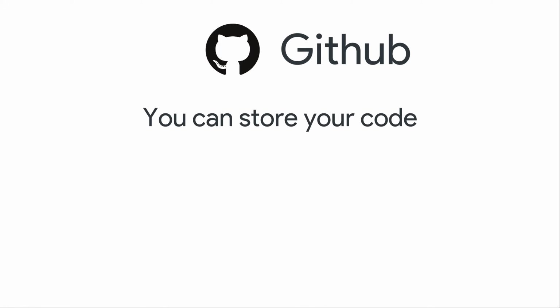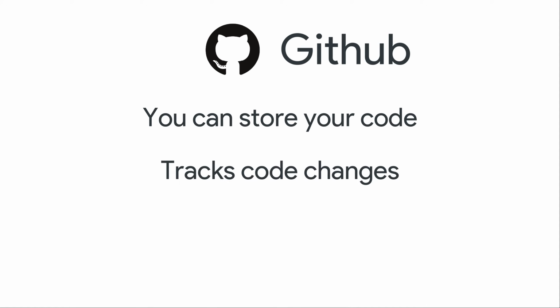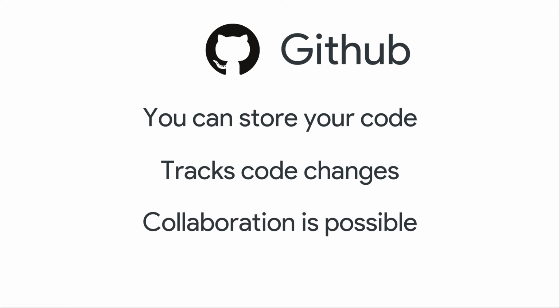Now let us understand what GitHub is. So GitHub is a code hosting platform where anyone can store their code and make it public or private. GitHub internally uses Git, so you can keep track of your code changes and other people can collaborate with you to contribute to your project.